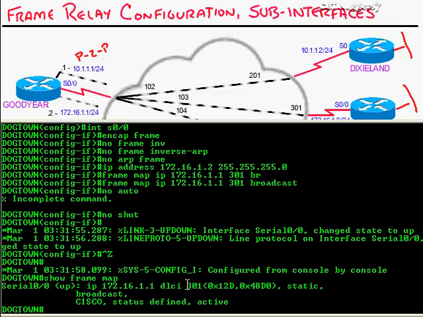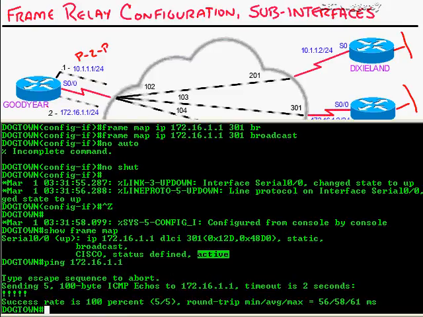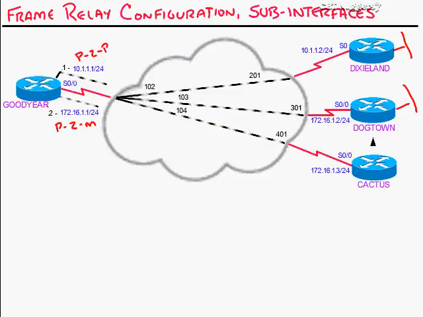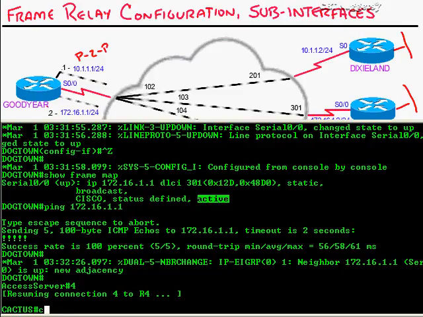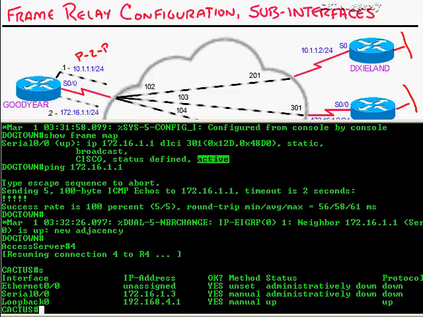Beauty. We've got DLCI 301 mapped to the correct IP address, and it has now gone active. So we should be able to ping Goodyear at this point. Ping 172.16.1.1. All right, cool. So we can now reach from Dogtown up to Goodyear. Let's jump over to Cactus and do the last one, and I'll just fly through that. That'll be a good flyby review.